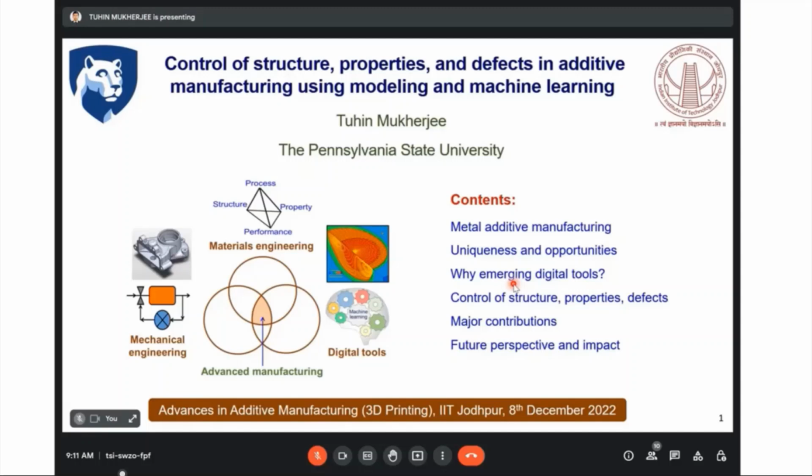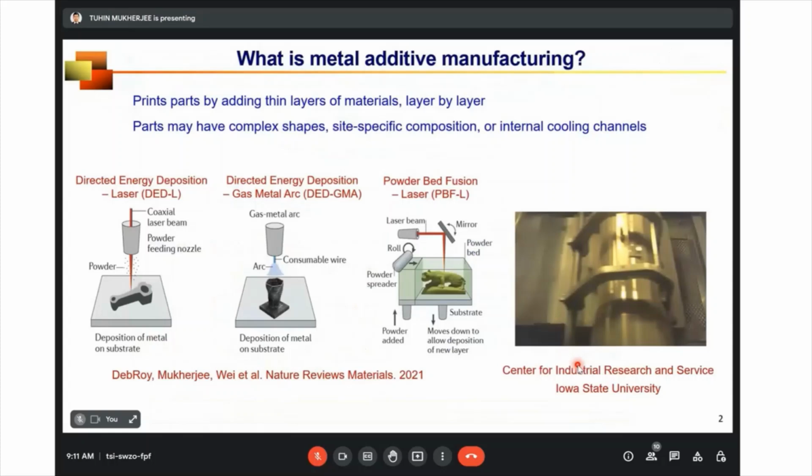As you know, the additive manufacturing process is a layer by layer process where thin layers of metals, often thinner than human hair, are deposited, selectively melted and solidified to make a part in 3D. Depending on how we are supplying the material and what type of heat source we are using for melting those, there are mainly three types of metal additive manufacturing process.